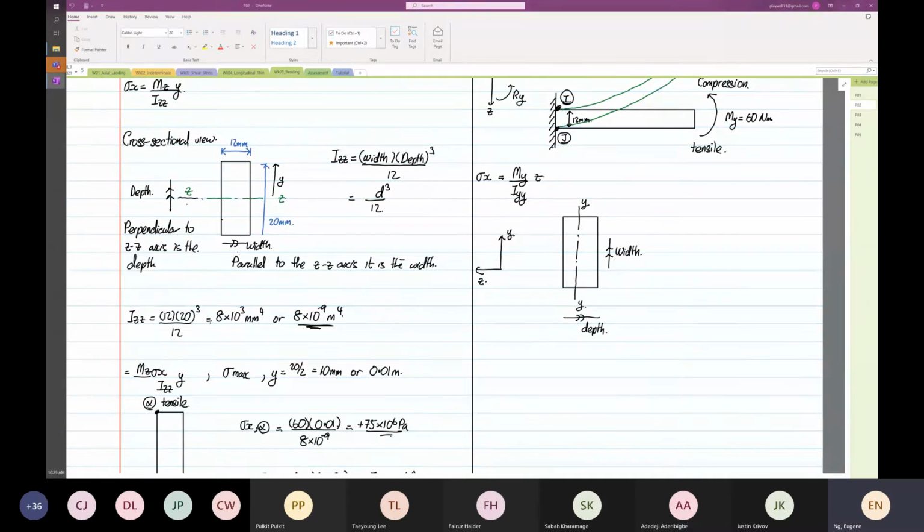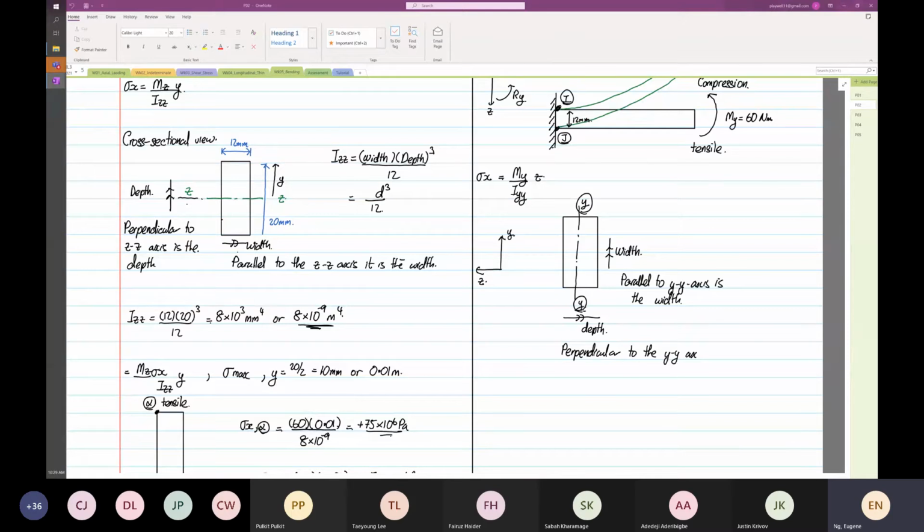So for the one on the right hand side now, the axis of interest is the YY. So we call this our YY axis. Again, the same thing applies: parallel to the YY axis is the width, and perpendicular to the YY axis is the depth.